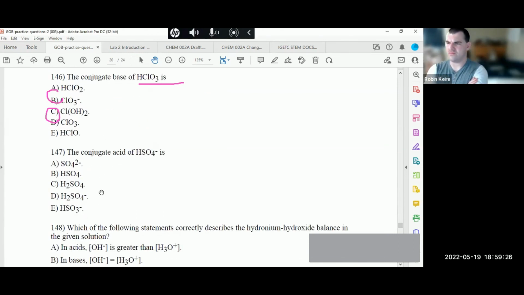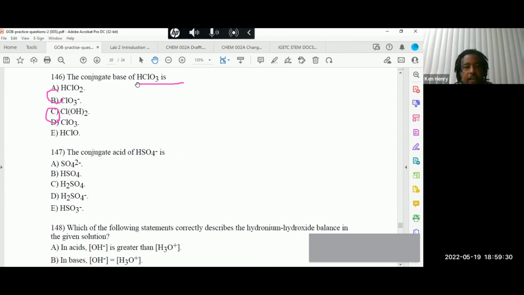Okay. Conjugate base. So the conjugate base of HClO3 is A, HClO2, B, ClO3 minus, C, Cl(OH)2, D, ClO3, E, HClO.